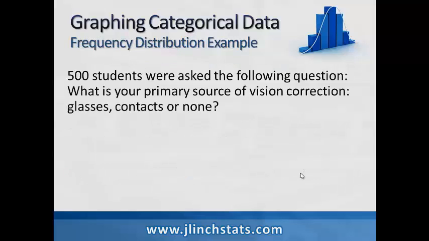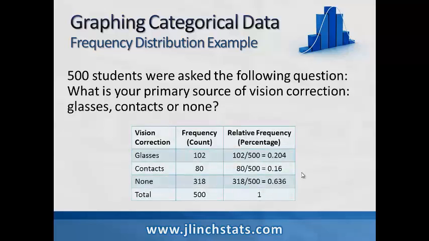Now let's take a look at a quick example here. Suppose 500 students were asked the following question. What is your primary source of vision correction? Glasses, contacts, or none? Now, suppose we ask these 500 individuals, and these are the results that we have. Here we see that we have a frequency and a relative frequency column displayed in our table. So we list the vision correction possibilities, and there are 3 categories of vision correction. The first one is wearing glasses, the second one is wearing contacts, and the third is none. They don't use any vision correction at all.